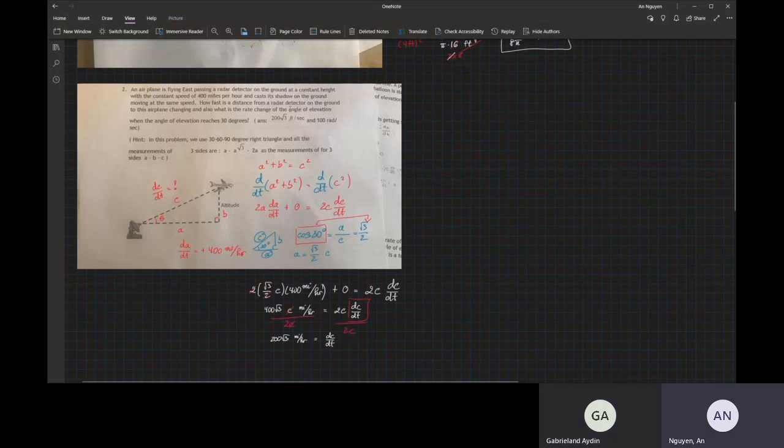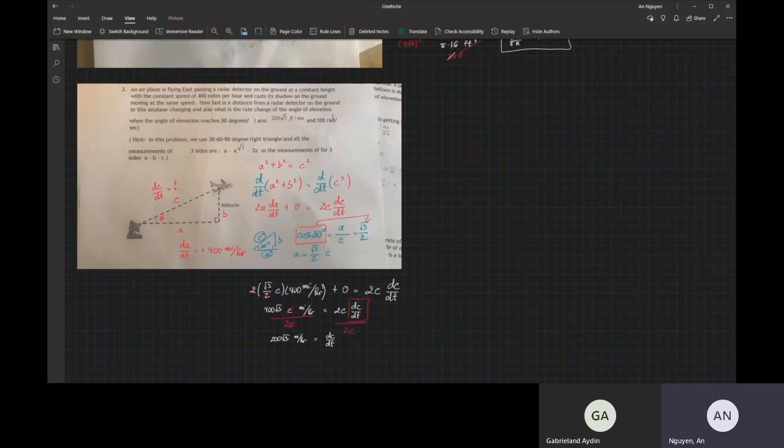And 200 root 3 feet per second. Yeah, so we can see that it's 200 root 3, although the unit is different. Could be a typo. Anyway, they're also asking for the rate of change of the angle of elevation. So let's go back here for a second.